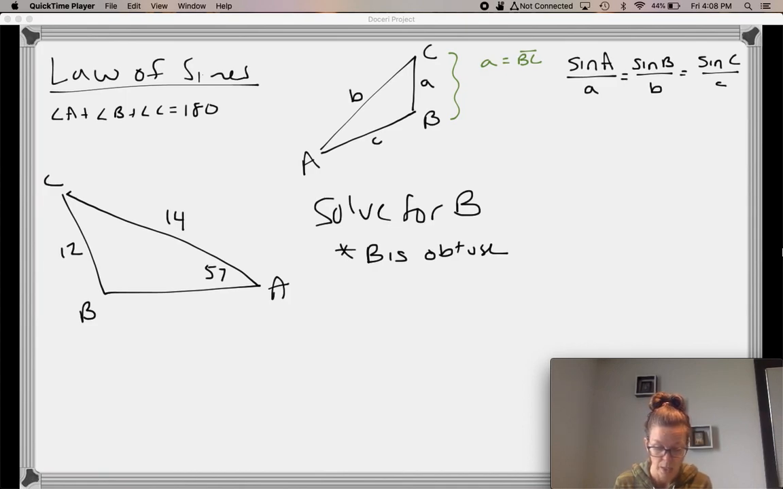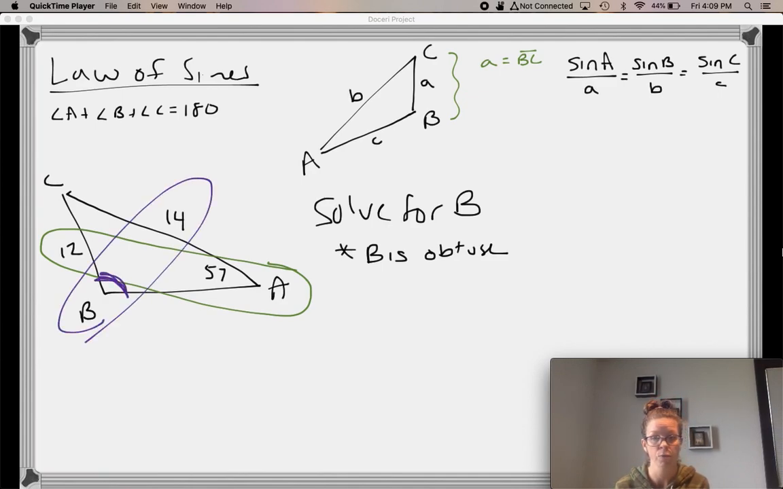Okay, so let's set up our work. We've got to find our pairs. So here's one pair right there. Those are across from each other, so that's good. Those are opposites. That's what we need, opposites for this. And then we're supposed to find angle B, and there we go. B is across from the 14, so we got what we need. So I'm going to go ahead and set up my fractions. I got sine of 57 over 12, and sine of B over 14.